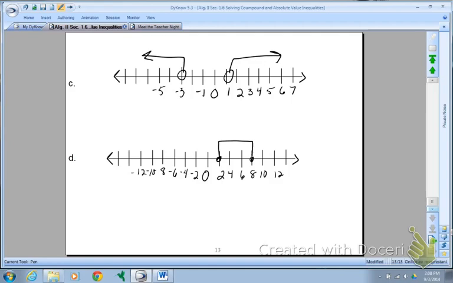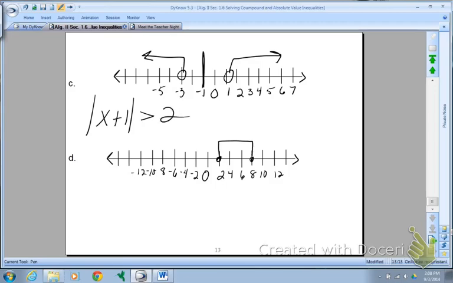In example C, what is the middle? -1, right? So that's x. It's always x minus the center. So what's x minus a -1? x plus 1. And this is a greater than. And how many places do we have to move from the center to get to the end, in either direction? 2 places. So did y'all get that?